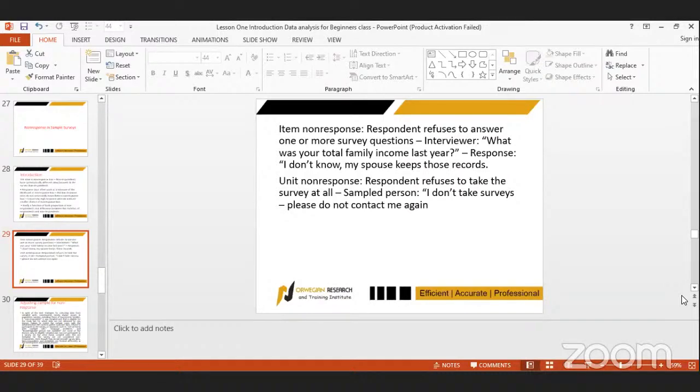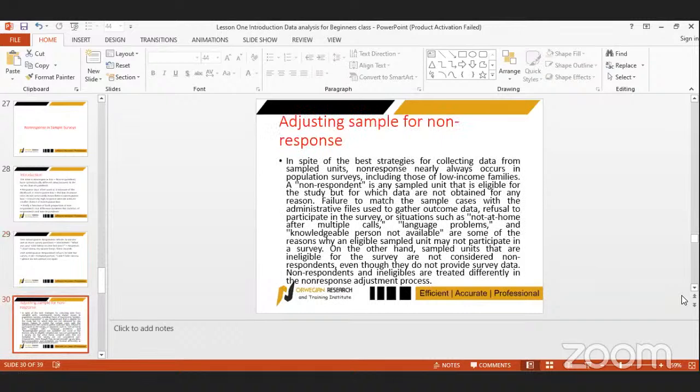So how do we do adjustment to cater for non-response? In spite of the strategies that you may employ to collect data, non-response nearly always occurs in the population surveys that we often conduct, including those of low-income families. A non-response is any sample unit that is eligible for the study but has not participated in answering my question. Another case is failure to match the sample cases with the administrative files used to gather the outcome data.